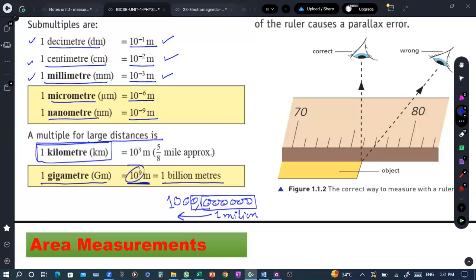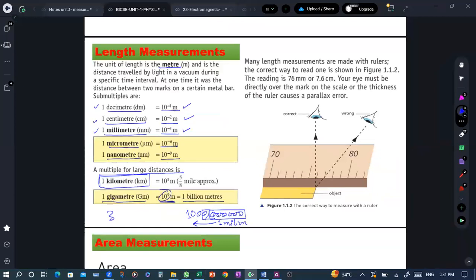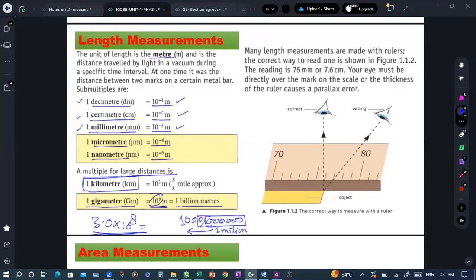You can calculate it by yourself, because mostly we reach 3.0 into 10 raised power 8. So it is 300 million meters per second, right? It is the speed of light. Anyhow, let's talk about a very important precaution.